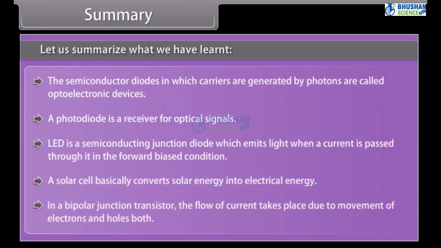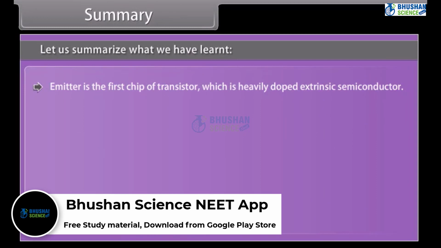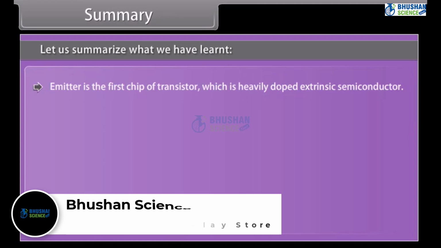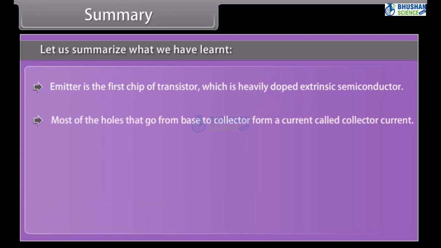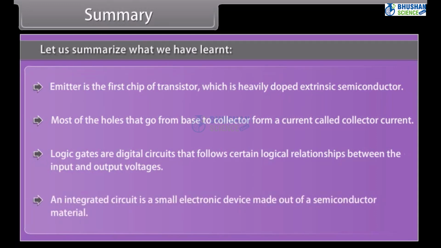In a bipolar junction transistor, the flow of current takes place due to movement of both electrons and holes. Emitter is the first part of the transistor, which is a heavily doped extrinsic semiconductor. Most of the holes that go from base to collector form a current called collector current. Logic gates are digital circuits that follow certain logical relationships between the input and output voltages. An integrated circuit is a small electronic device made out of a semiconductor material.